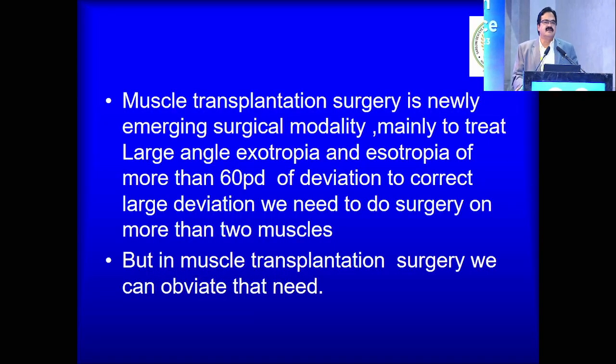So my talk is based on muscle transplantation surgery. Usually when we plan for a concomitant form of strabismus, especially exodeviations and esodeviations, for moderate amounts of deviation, regular surgeries work very well. But when it comes to larger deviations, more than 50-60 prism diopters, there is a need to do muscle surgery on the third muscle or the fourth muscle. And as Vivek was telling, we have a very good option in the form of muscle transplantation. So I am going to share my experience with unusual complex situations.